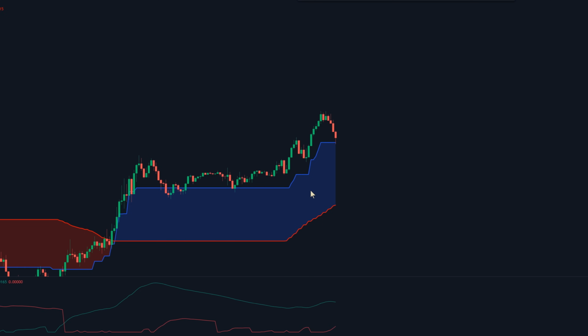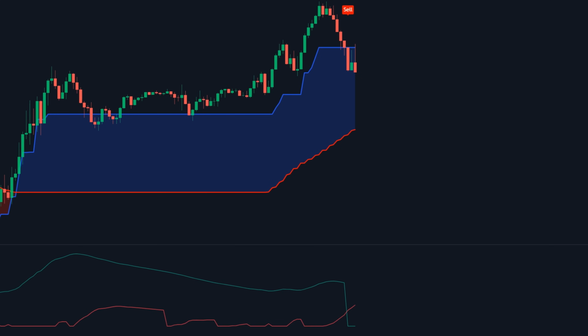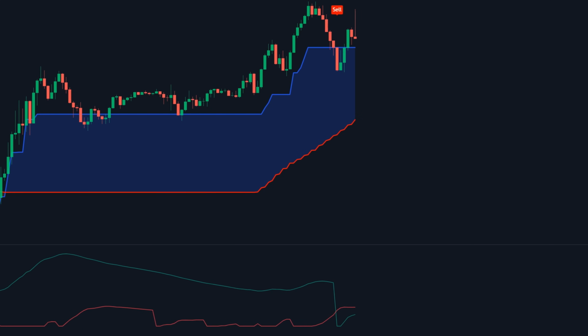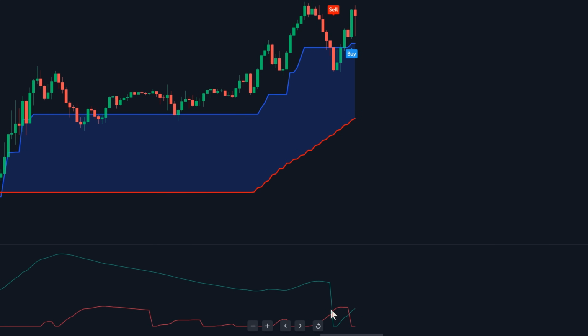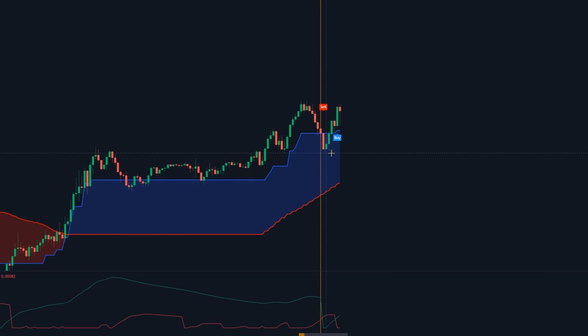Second, we need to identify a pullback within this bullish trend. For that, we're going to focus on the Andean Oscillator. We want to make sure that this green line goes below the red line and then back above the red line. This indicates a market pullback. For the pullback to be valid, the price should not touch this red moving average of the UHLMA indicator. So basically from here to here, none of these candles should touch this red line.